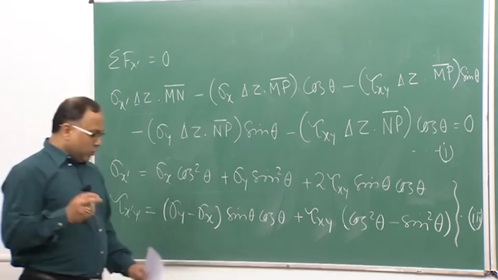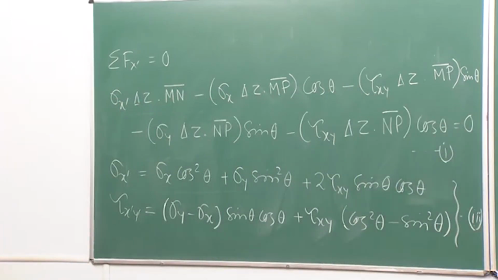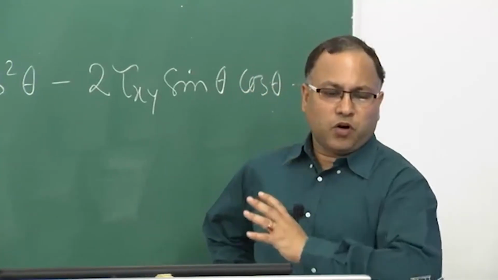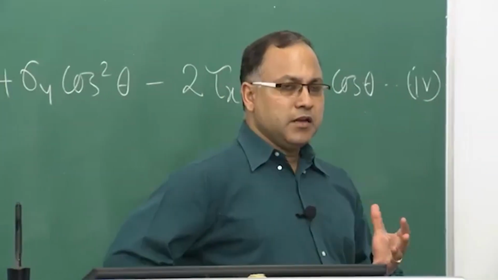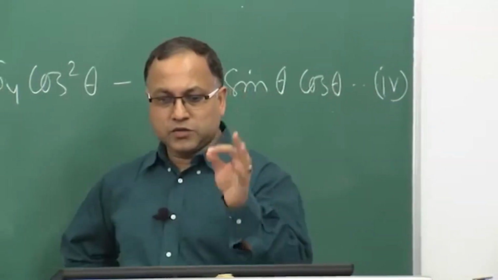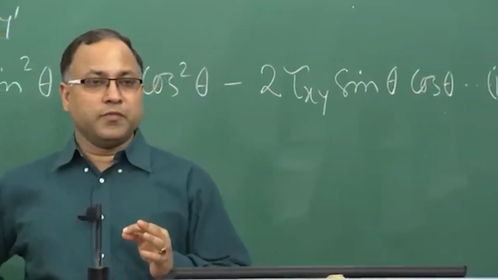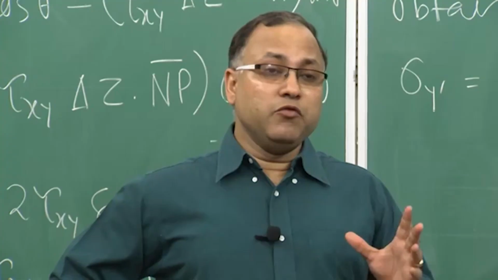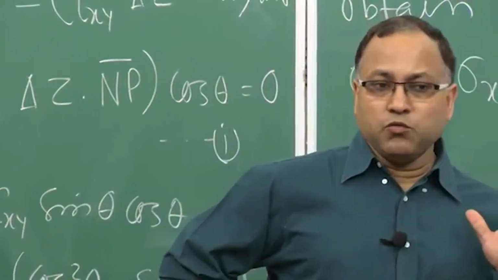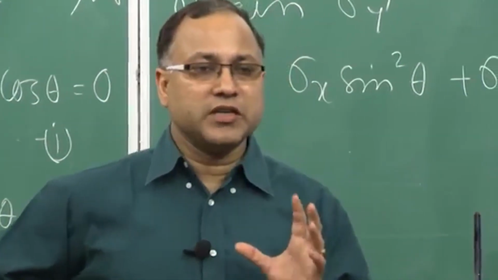Now, if we know the stress components for all possible orientations of faces through a point, as we considered here, point O, then we can say that we know the state of stress at that particular point. If we do not know any one of the stress components, then we cannot say that we know the complete state of stress at that particular point.